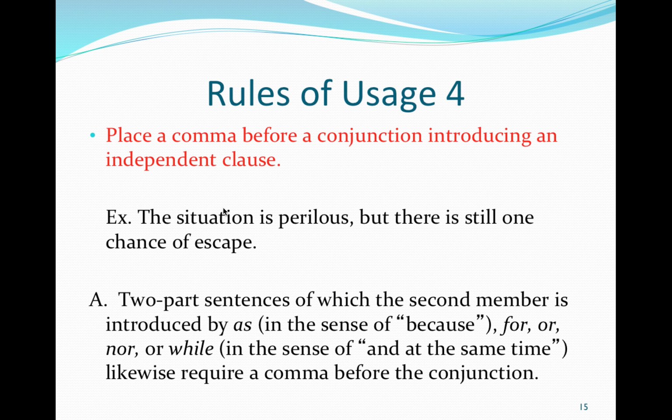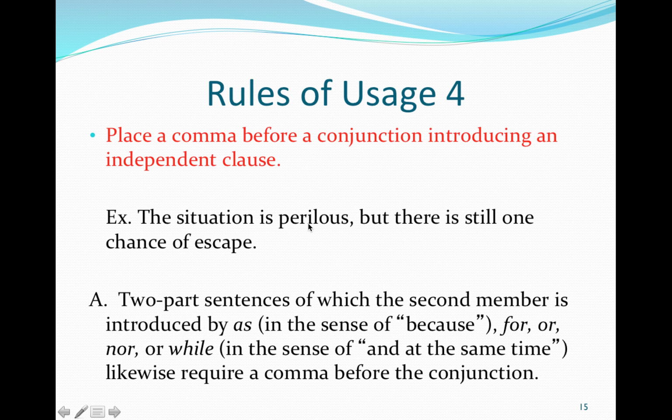Rule 4 says, place a comma before a conjunction introducing an independent clause. This is something that you should have studied in elementary school. This should be just a simple reminder for you. But here's an example of how this is done. The situation is perilous, comma, but there is still one chance of escape.